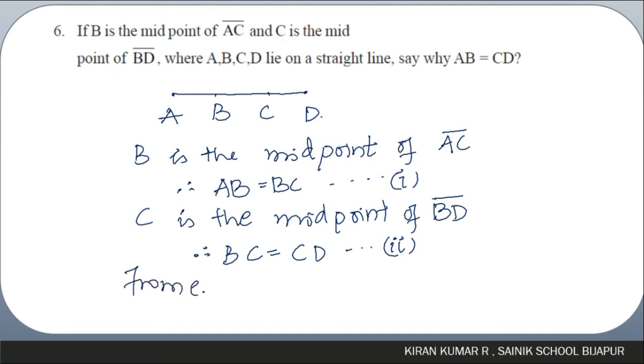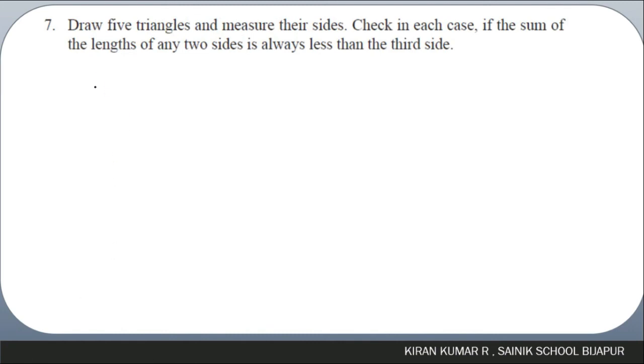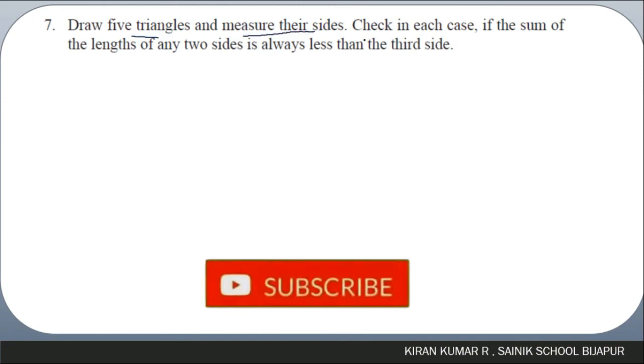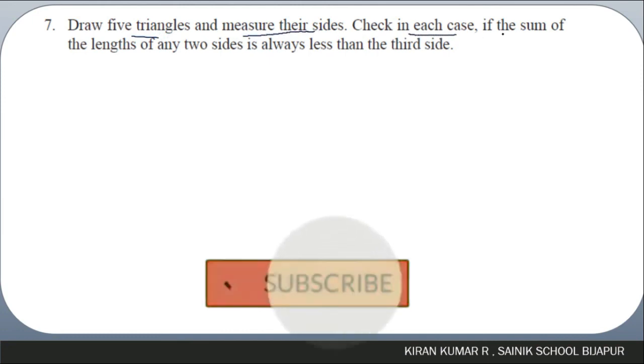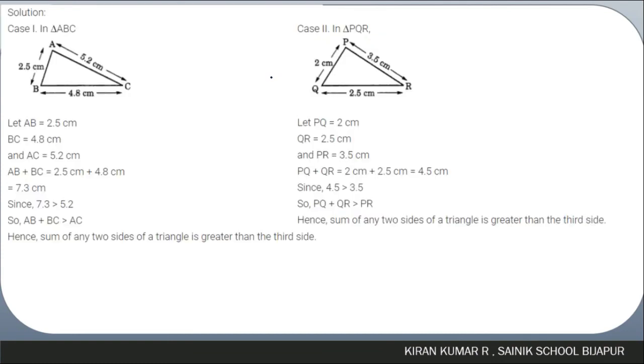From equation 1 and 2, we have AB equal to CD. Here you can see AB is equal to BC, but BC is equal to CD. Therefore, AB and CD, they are equal to each other. Let us solve the last question. Question number 7. This is the last question of the exercise and also the last question for today's session. Draw 5 triangles and measure their sides. Check in each case if the sum of the lengths of any two sides is always less than the third side. I have brought some triangles here.